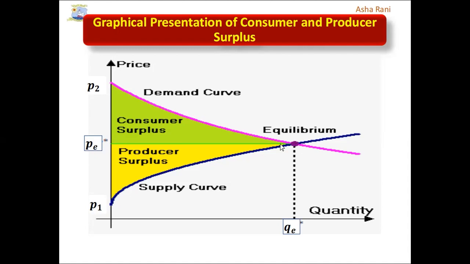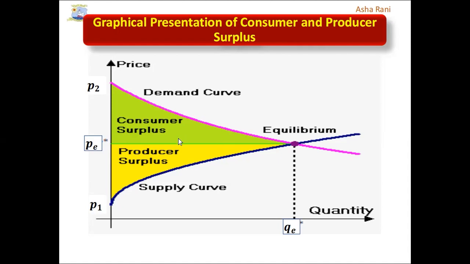At the equilibrium point, if we draw a perpendicular on the y-axis, we get two parts. At the equilibrium point, price is greater than and less than. The part below will be producer surplus. This yellow area is called producer surplus, and the consumer surplus is the green area.